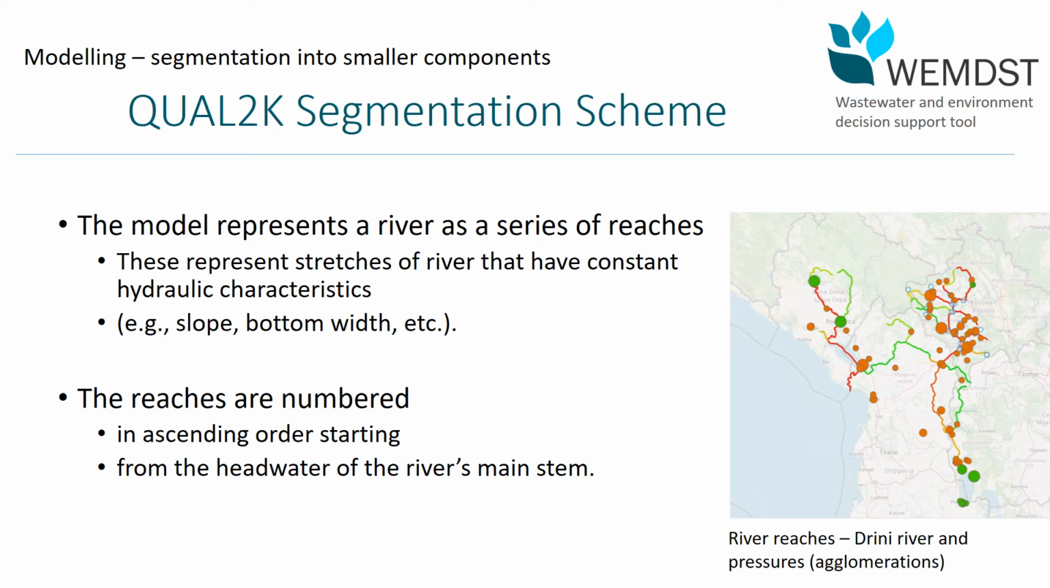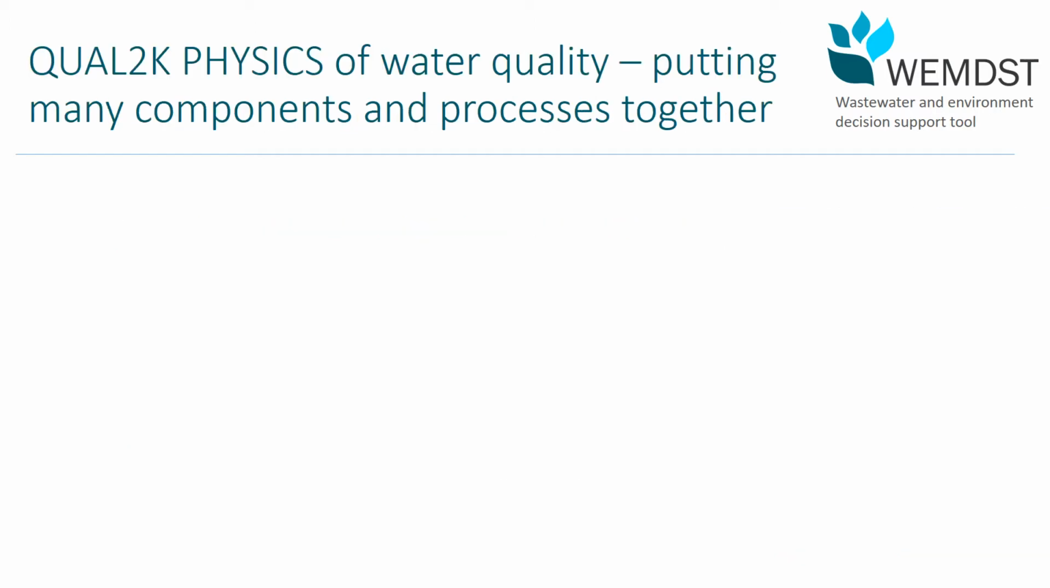To start with the QUAL2K and its components and how it is functioning, to understand it better, if we want to understand the complex phenomena, we have to segment it into smaller components. And of course, this is also true for the QUAL2K model. The QUAL2K model, which was used for the WEMDST model application, is very much based on the segmentation scheme, where each segmented component provides a framework for the modeling of the processes inside this component. So, many components and processes together.